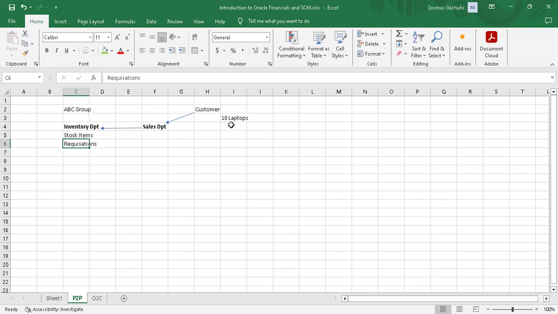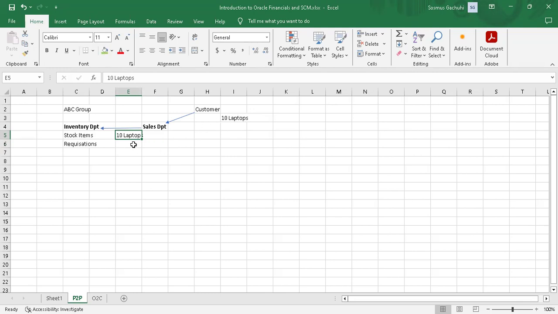So if this customer wants 10 laptops and the sales department comes and inquires in the inventory department and finds that there are 10 laptops, the sales department will go ahead and book the sales order so that they can start servicing or processing it to sell to this customer. The customer needs 10 laptops and they have been able to provide them.